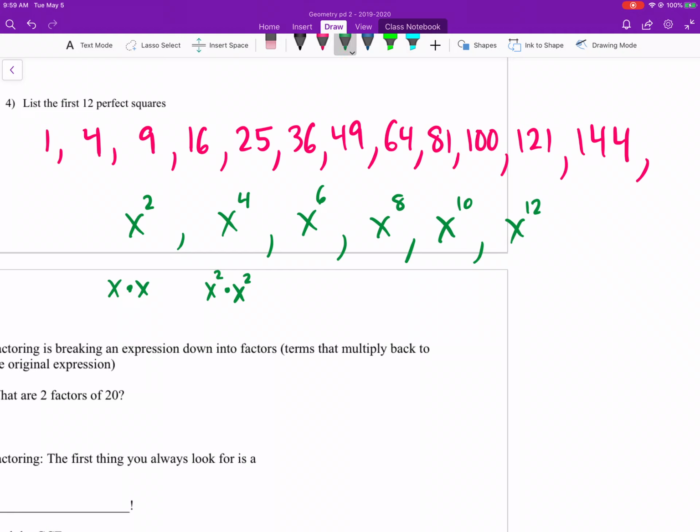And once again, where does this come from? For example, x to the 10th. It's because x to the 5th times itself, x to the 5th, gives you x to the 10th. Just remember, you're adding exponents here. 5 and 5 makes 10. Well, before we did 2 and 2, that makes 4. 1 and 1 makes 2.